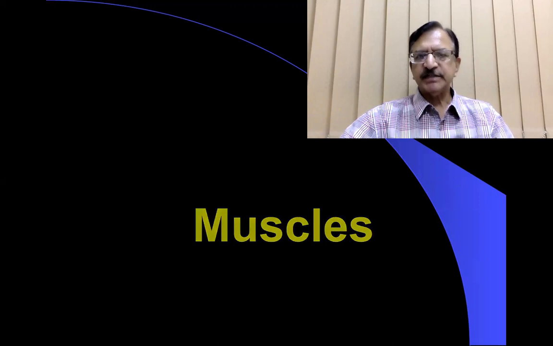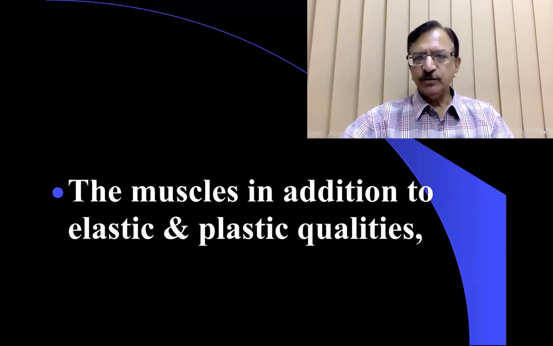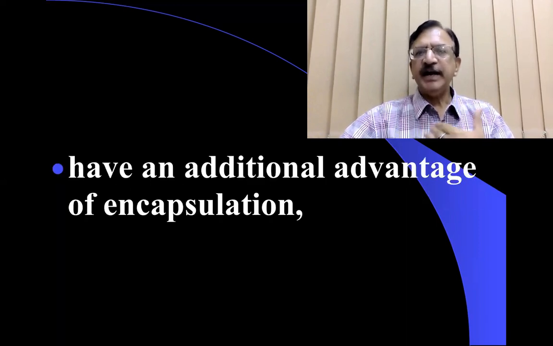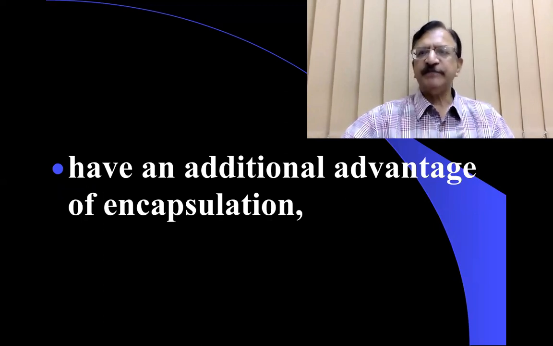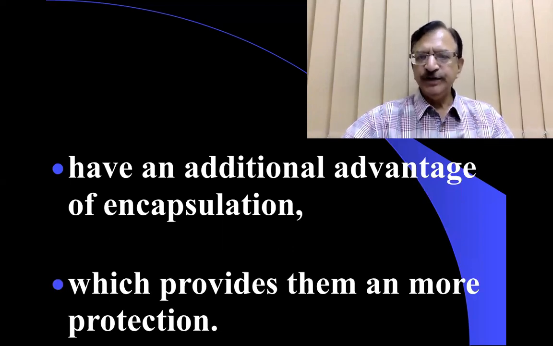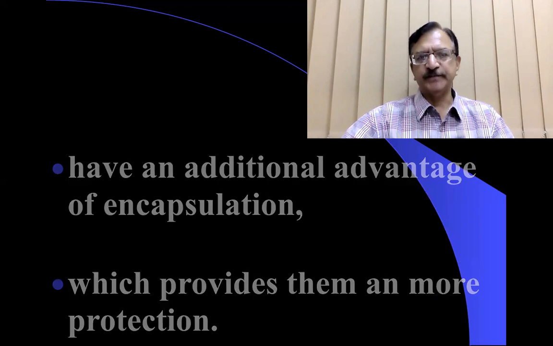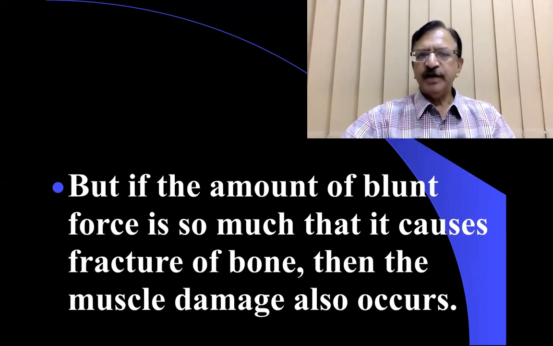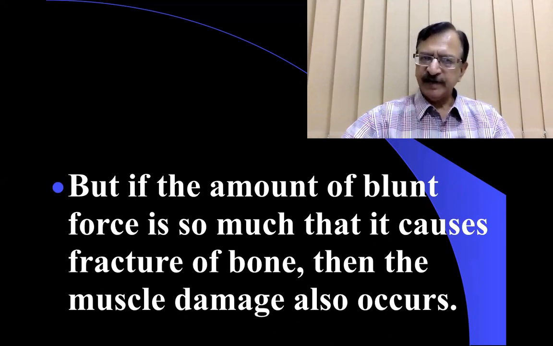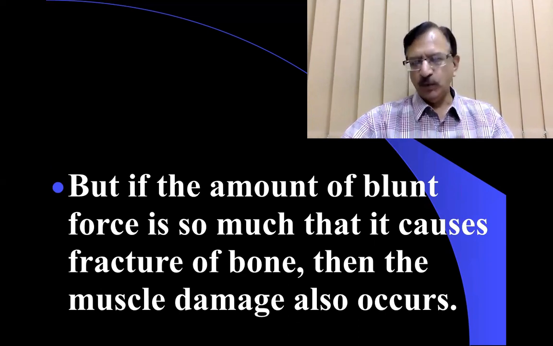Now talking about the muscles. Muscles, in addition to elastic and plastic qualities, have an additional advantage of encapsulation. We know that each muscle fiber is encapsulated, and the muscle as a whole has a tight encapsulation, which provides more protection. Therefore, they may escape damage by a blunt force. But if the amount of blunt force is so much that it causes fracture of the bone, then muscle damage will occur.